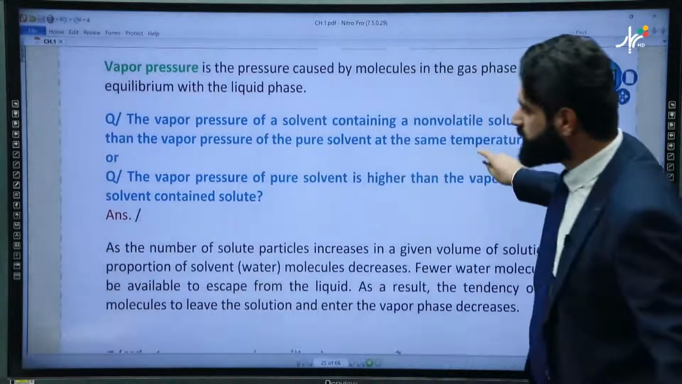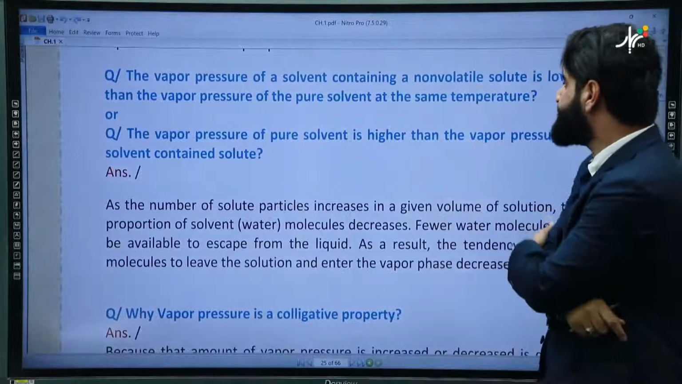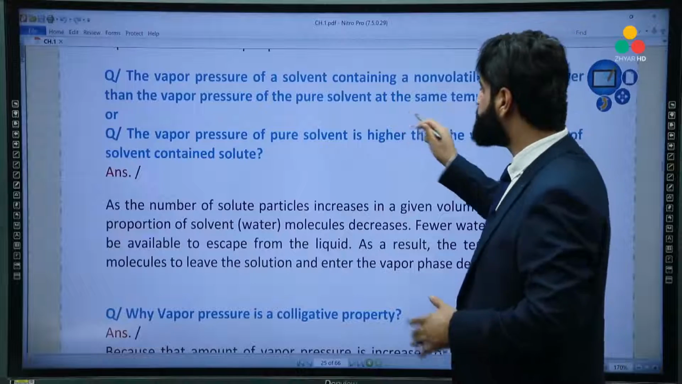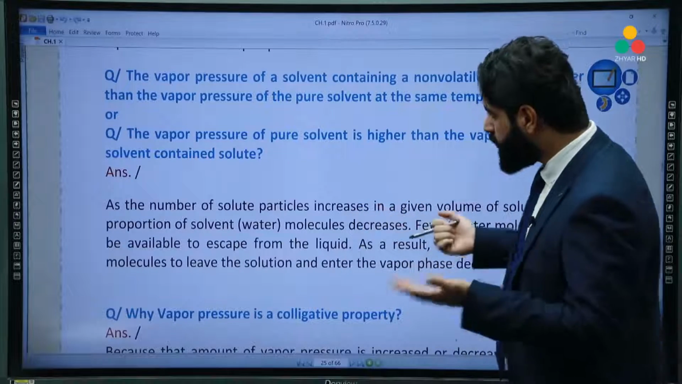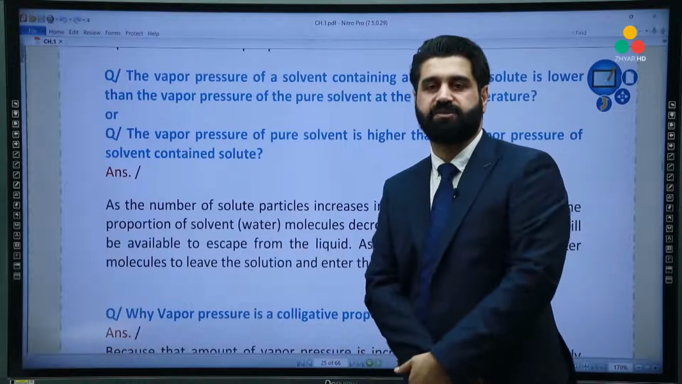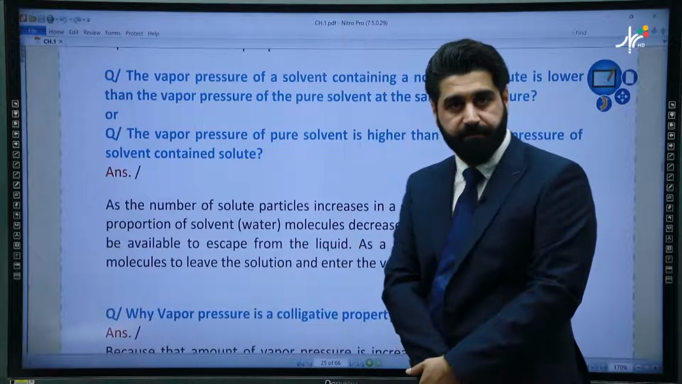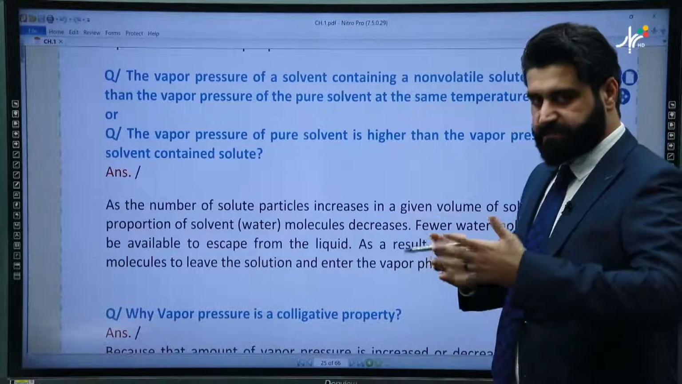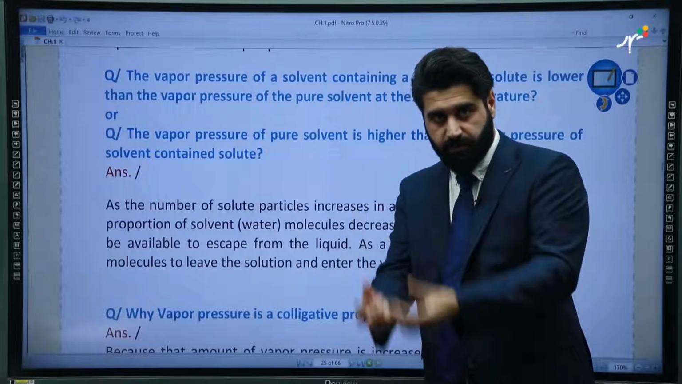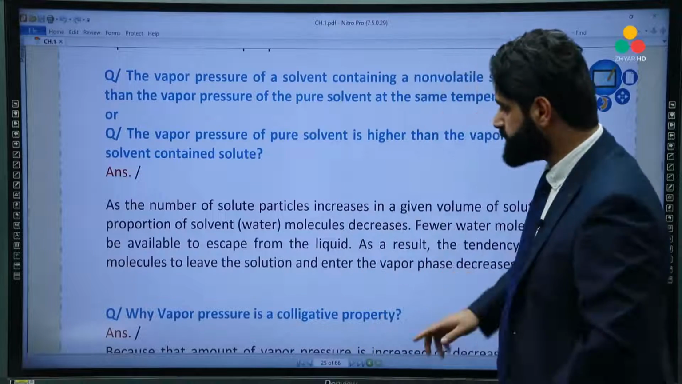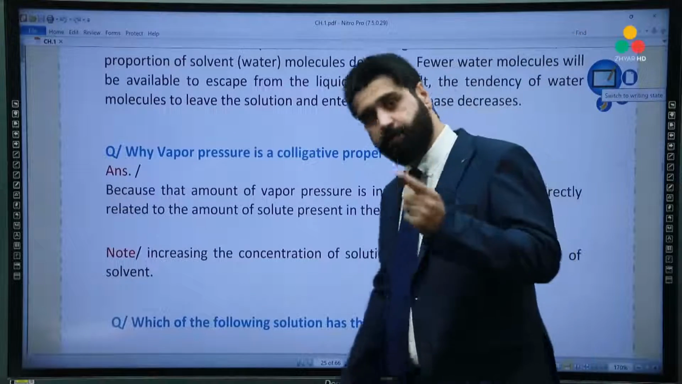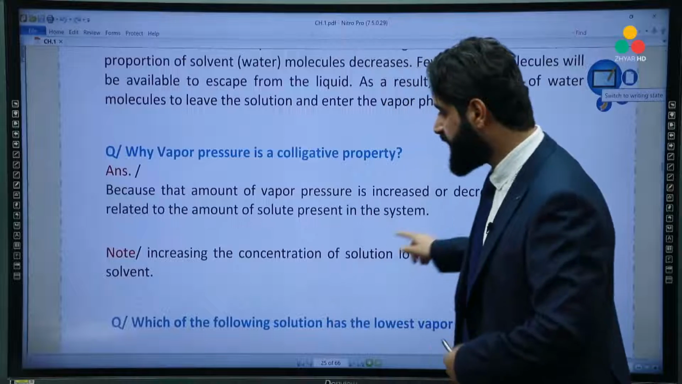Let's read them. The vapor pressure of a solvent containing a non-volatile solute, of course, is lower than the vapor pressure of the same solvent in a pure case. Or, why does the vapor pressure of a solvent decrease by adding a solute? Why decrease? Because as the number of solute particles increases, the number of solvent particles decreases, so vapor pressure will decrease. That was vapor pressure. Why is vapor pressure a colligative property, remember? Because it depends on the concentration. I showed you.